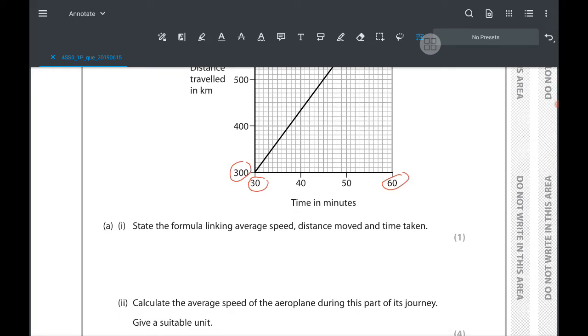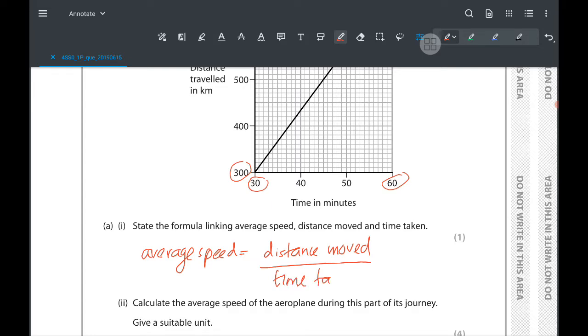State the formula linking the average speed, distance moved and time taken. So I'm telling you, always please write down the word equation which will keep your life on the safe side. So we will say average speed equals distance moved divided by time taken.